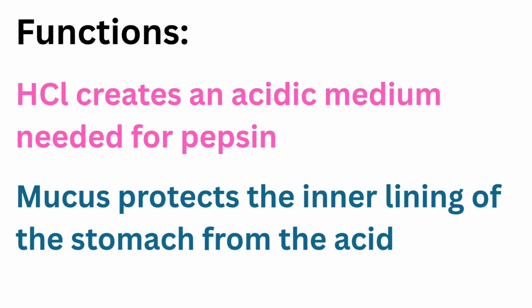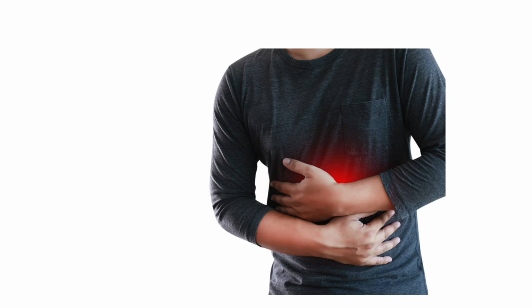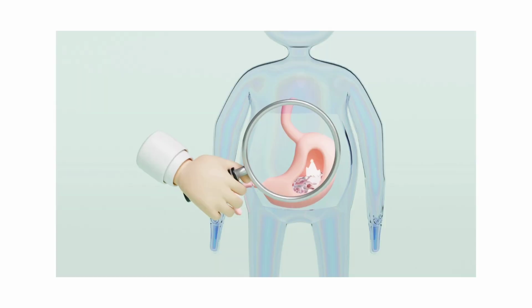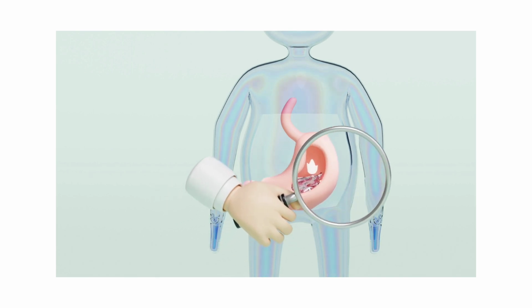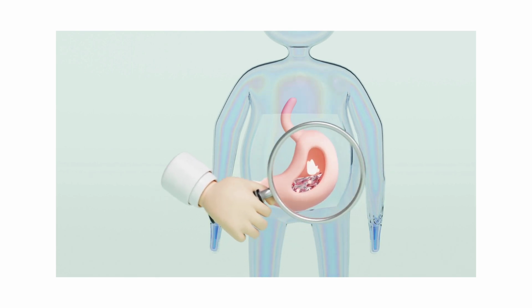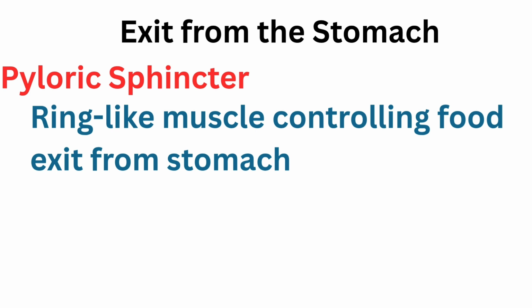But if the acid is so strong, won't it damage the stomach itself? That is where mucus comes in. The mucus forms a protective layer and saves the inner lining of the stomach from being harmed by the acid. Now, have you ever heard adults say, I have acidity today? That uncomfortable feeling is often because excess acid is produced in the stomach, and it is directly related to what we just discussed.